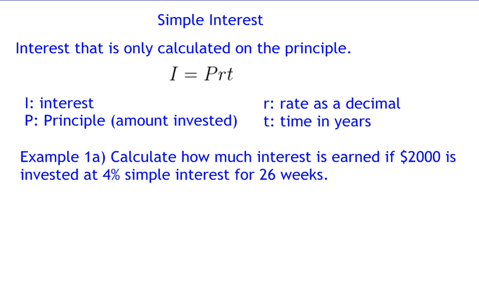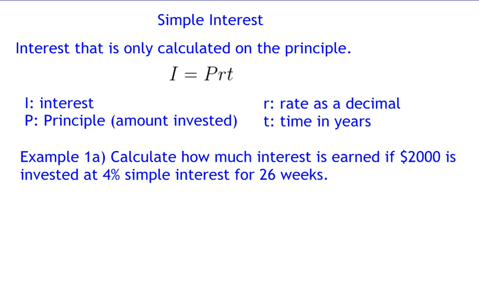So there are two types of interest. One is called simple interest, and that's what we're going to look at today. And there's another one called compound interest. Simple interest is interest that is only calculated on the principal. The principal is the amount of money that you either lend or borrow.